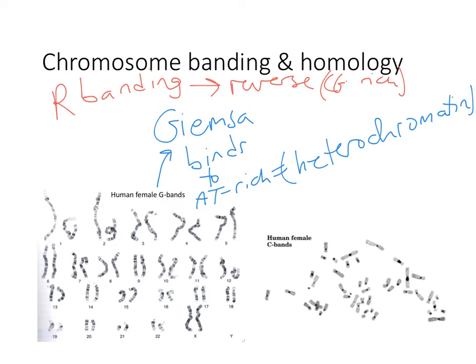GC-rich regions of chromosomes tend to have a lot of genes in them, more frequently. So if you're looking at R banding, which stains GC-rich regions, those dark bands would correspond to places where there are more likely genes. And those would be more likely euchromatic.